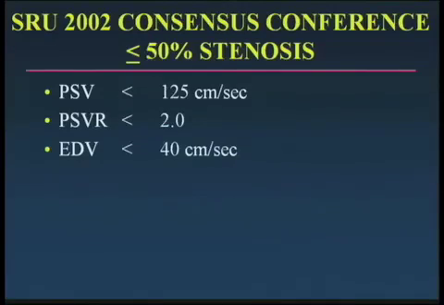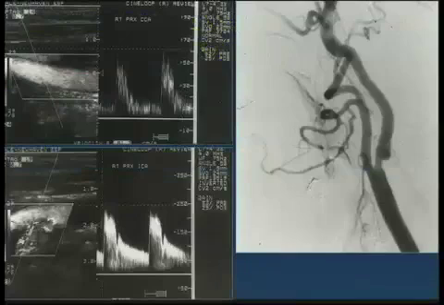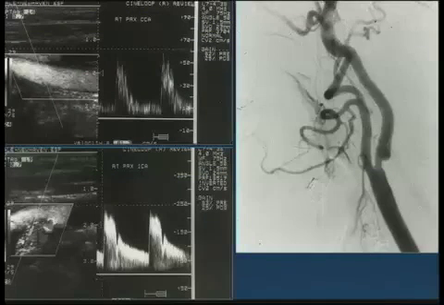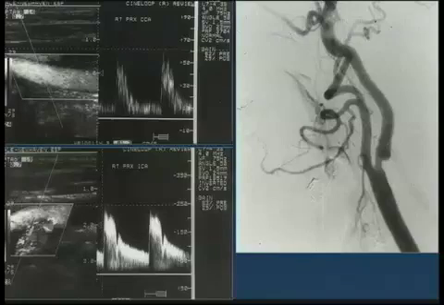If the peak systolic velocity is less than 125 centimeters per second, if the ratio is less than 2, and diastolic velocity less than 40, then there's likely less than a 50% internal carotid artery stenosis. So here are some examples as to how you might use this in practice. And these are relatively old examples because, in fact, nowadays these are really the only time that I get angiographic correlation.